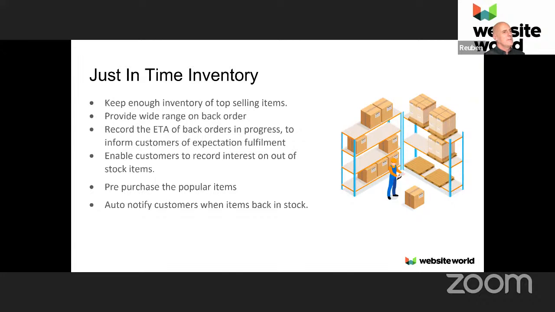Enable customers to record interest of out-of-stock items. So not just an inquiry system, but the ability for them to actually have that inquiry logged against the product. As soon as the product's in stock, they automatically get notified. They've got a link to the product. So really quickly, they get the email, they click the link, they can buy the item really fast, and not a lot of effort, no searching required, etc.